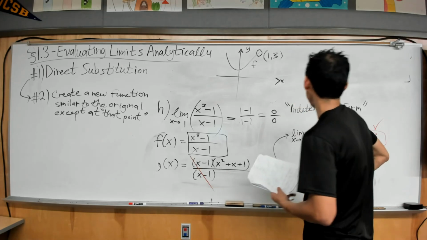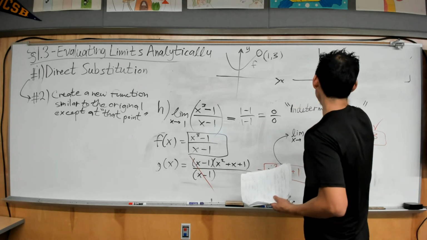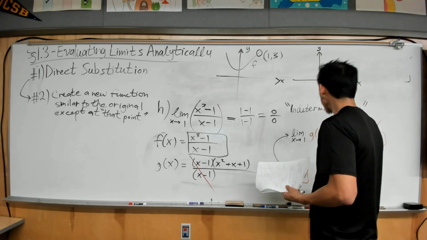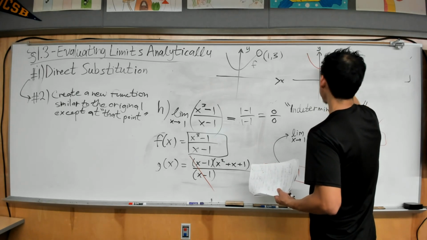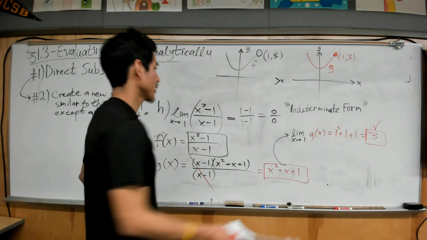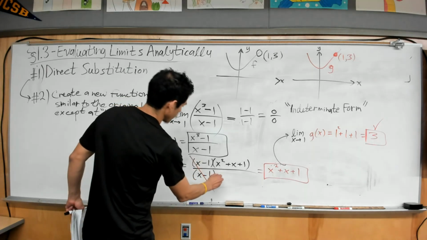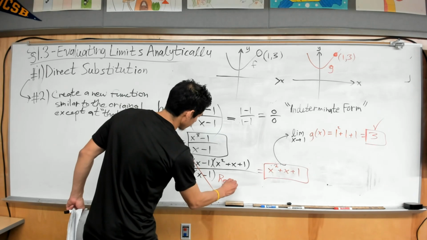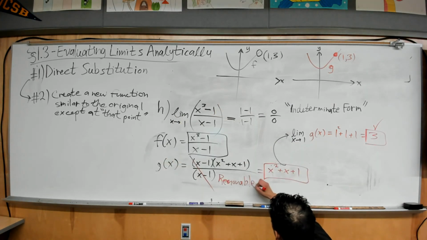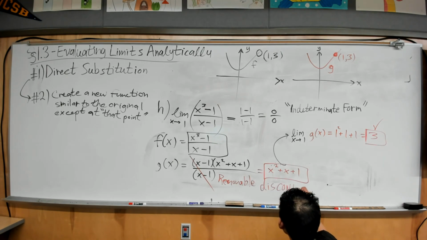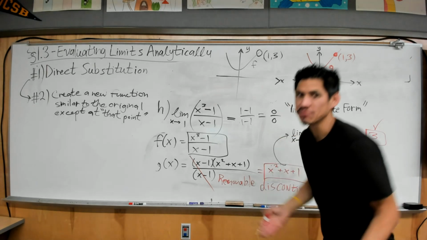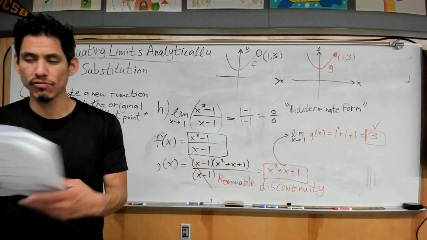So let me draw another graph, on another grid, another universe. Draw g of x just like that, except there's a closed circle at 1, 3. That's the only difference, because we can actually find the limit. So we remove the discontinuity. This is a removable discontinuity. We remove it. It's removable.